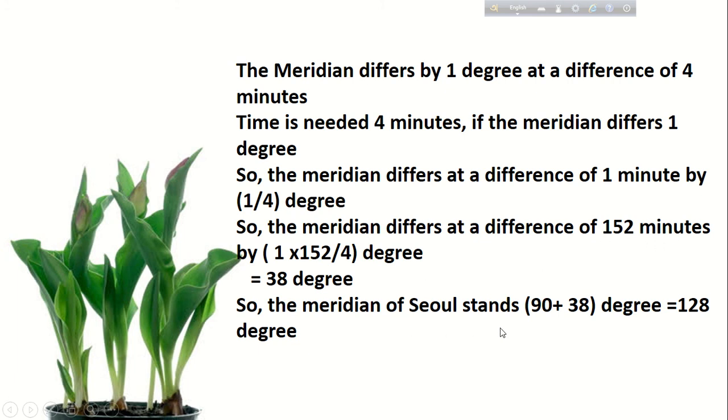So, the meridian of Seoul stands what? Seoul is the right handed part of Dhaka, so the longitude must be plus. So, 90 degree plus 38 degree, that is 128 degree. So, we can say easily what? The meridian of Seoul stays at 128 degree east of the Dhaka city. So, by this way we can calculate the meridian of any regions.